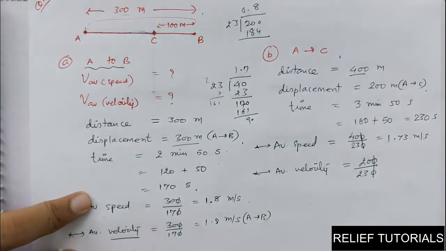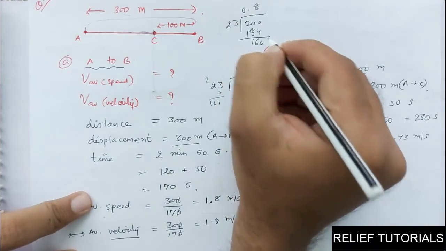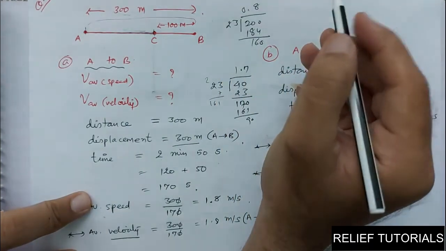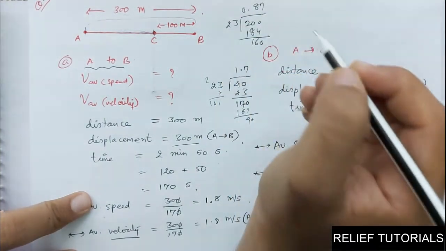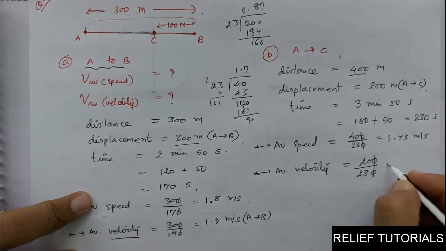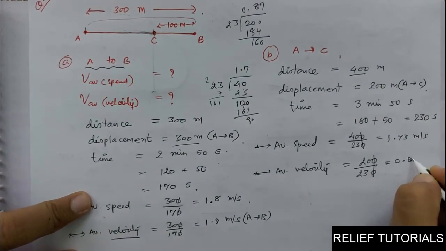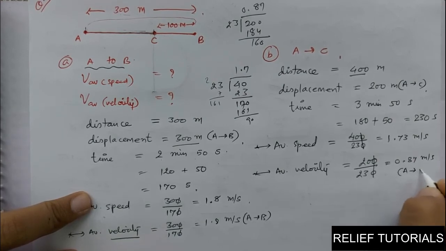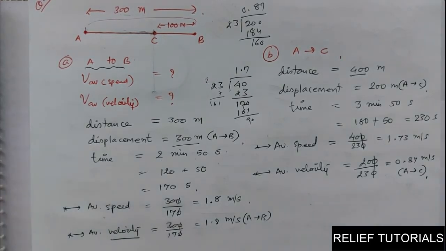23 8s are 184, 16 left, 0. So it will be 0.87 like that. So 0.87 is enough for us. 0.87 meter per second from A to C. This way we can calculate distance and displacement.